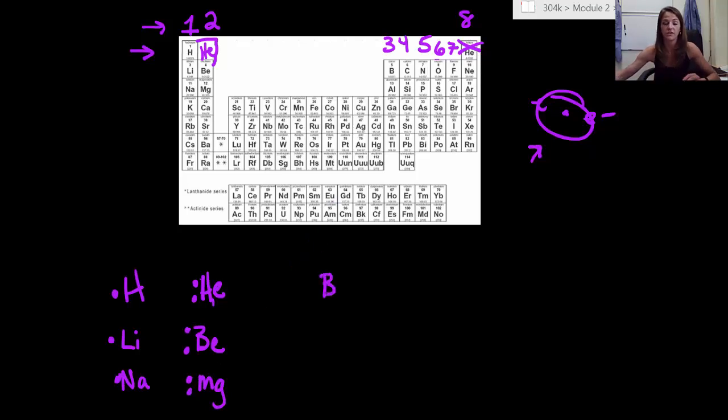Boron has 3 valence electrons. Remember, the first 2 always go together. 1, 2. For the third one, you can put it anywhere you want. It could go here, it could go here, or it could go here.